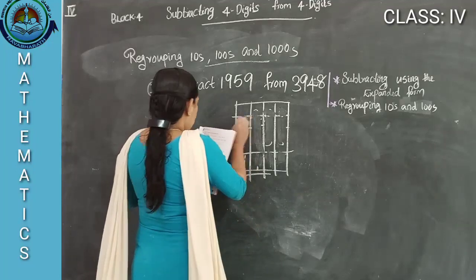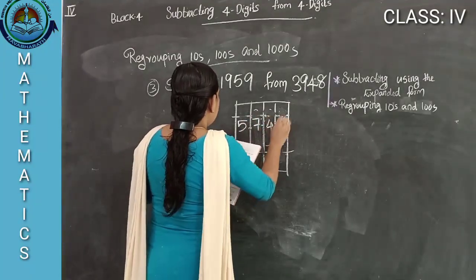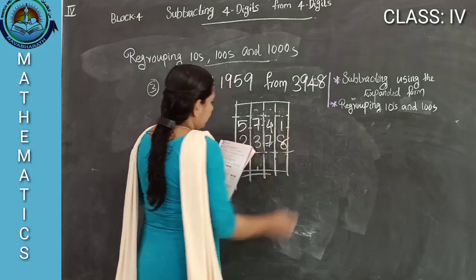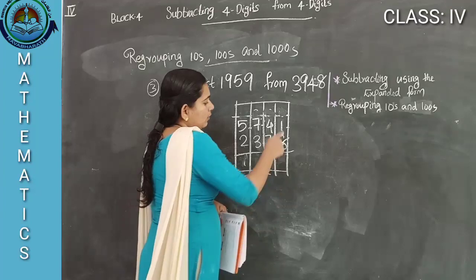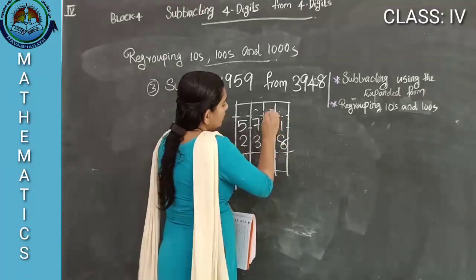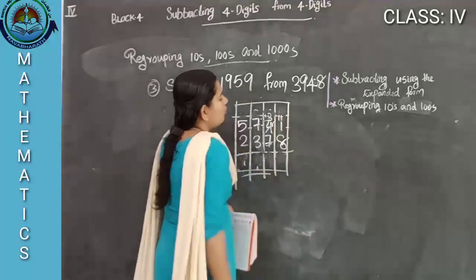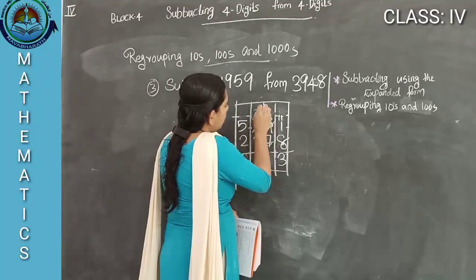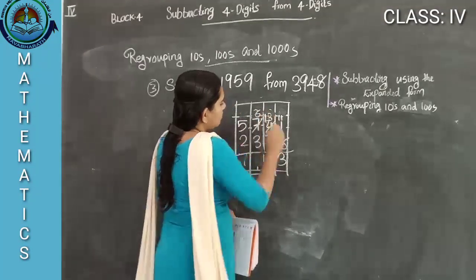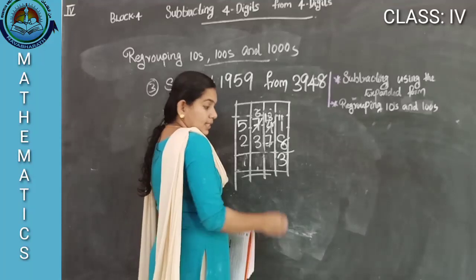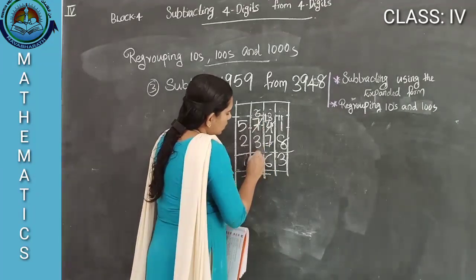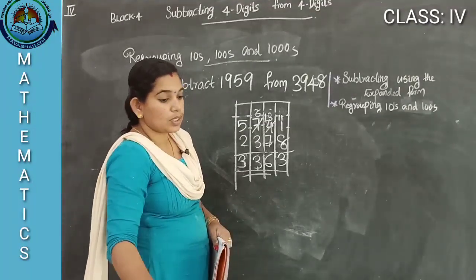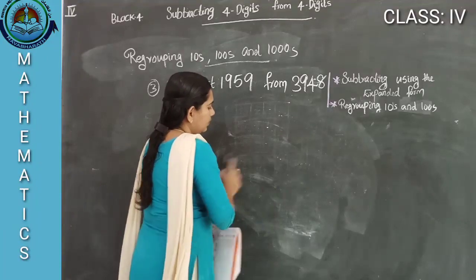Next, 5741 minus 2378. 1 minus 8 is not possible. We are taking 1 from here. This 4 becomes 3. 11. 11 minus 8, 3. 3 minus 7 is not possible. We are taking 1 from here. This 7 becomes 6. This 3 becomes 13. 13 minus 7, 6. 6 minus 3, 3. 5 minus 2, 3. 3363.